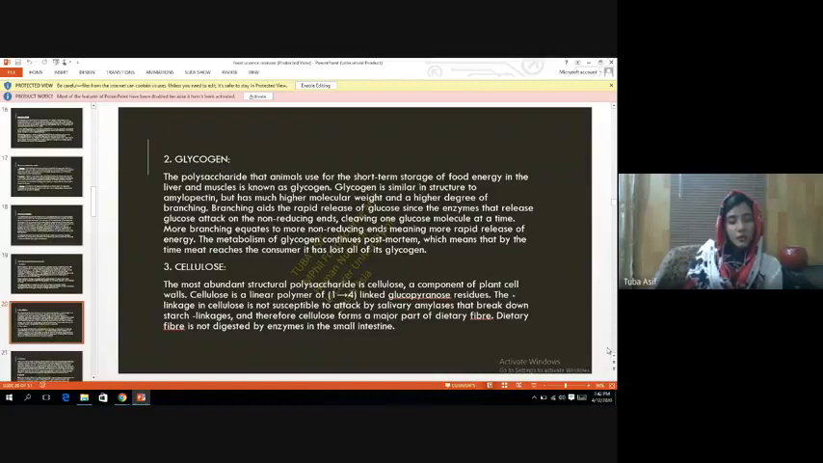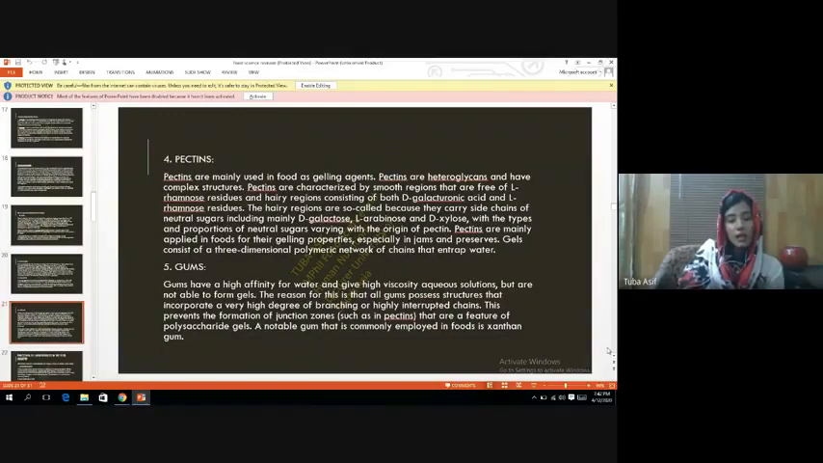The next one is cellulose, that is the non-digestible part. It is the structural part of plants, and cellulose is a linear polymer of glucopyranose residues. The linkage in cellulose is not susceptible to attack by salivary amylases that break down starch linkages, and therefore it is non-digestible, and it is termed a major part of dietary fiber.